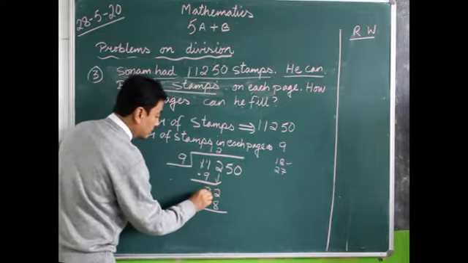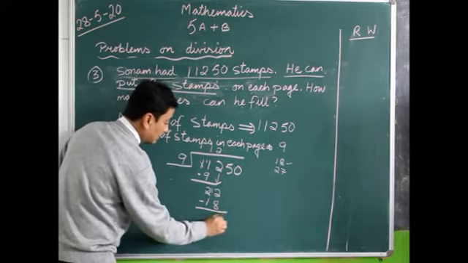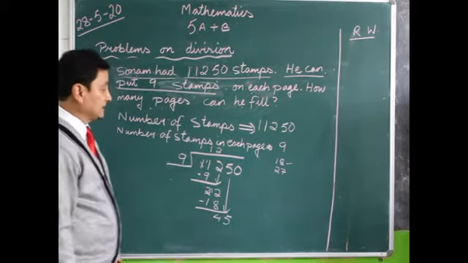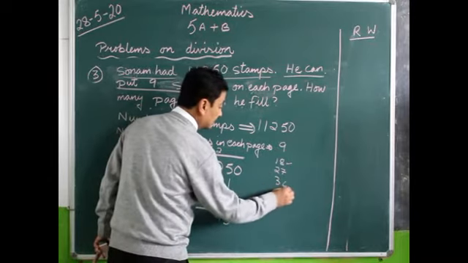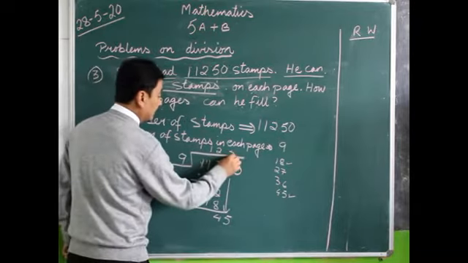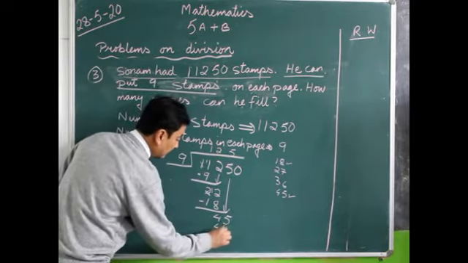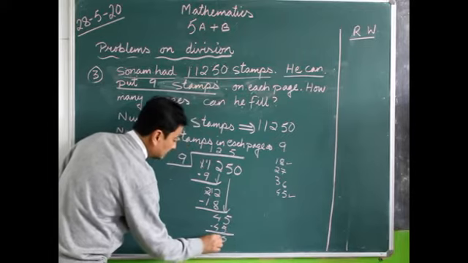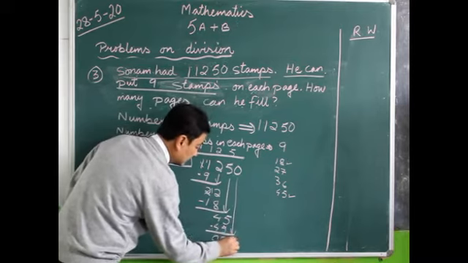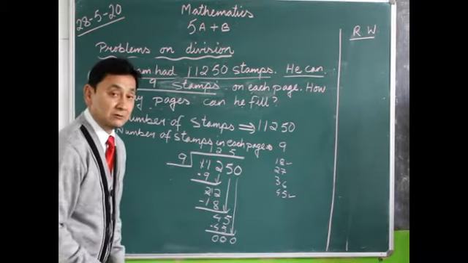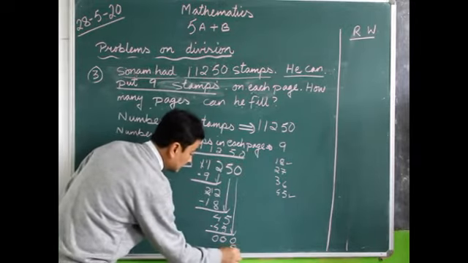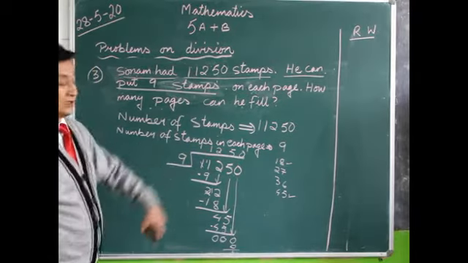What? Borrow. Good. 12 minus 8, 4. Bring down 5. 9 1s are 9, 9 2s are 18, 9 3s are 27, 9 4s are 36, 9 5s are 45. We got our answer there. 9 5s are 45. 0 0. We've got one more number to bring down. Let's bring down that 0. How many times does 9 go to 0? Very good. Because 0 times 9 zeros are 0. So now we are finished with the sum.